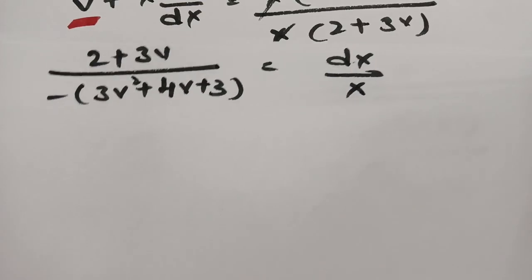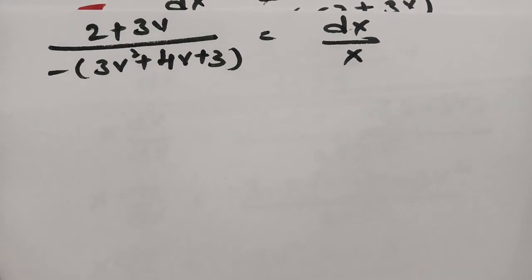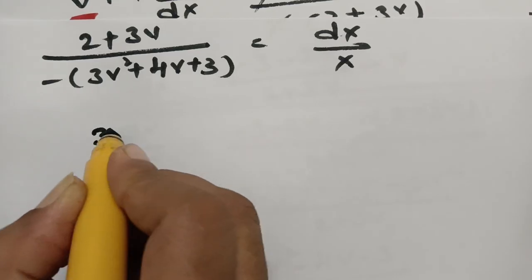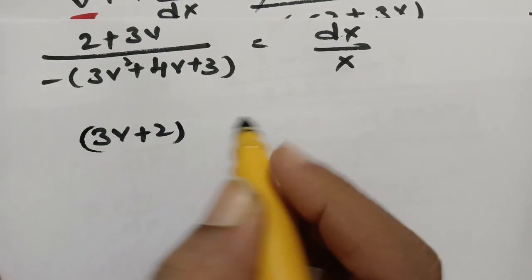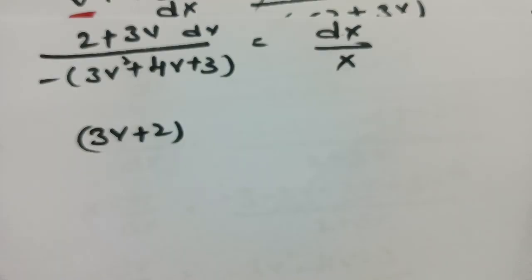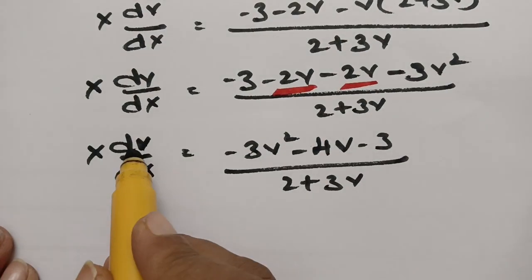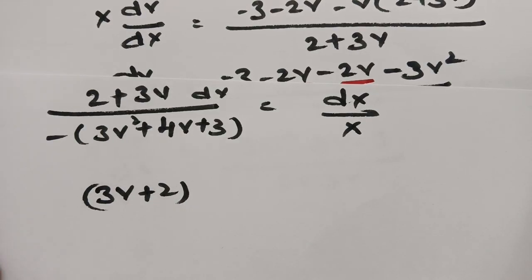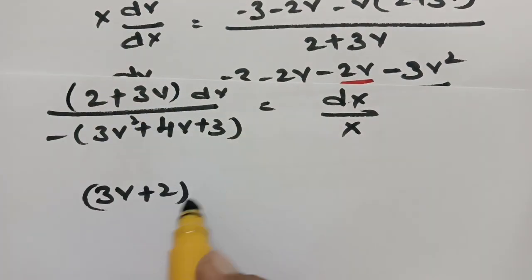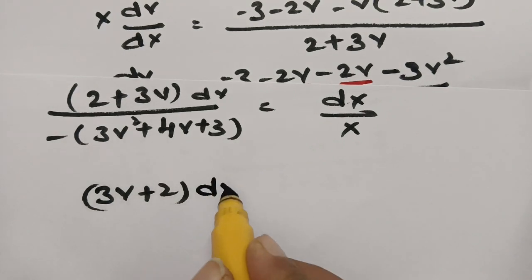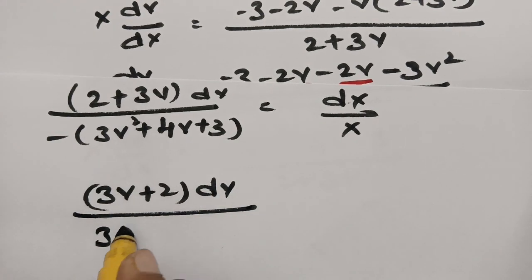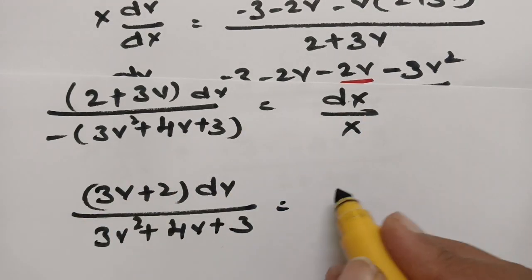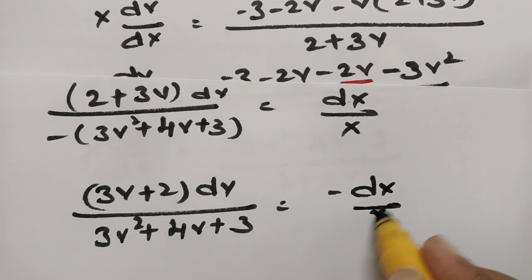And now see here, I'm sending this minus to the other side. This is 3v plus 2, dv also here. There is already dv here. If I send this 2 plus 3v into dv, so 3v plus 2 into dv, divided by 3v square plus 4v plus 3. And if I send this minus to the other side, this is minus dx by x.